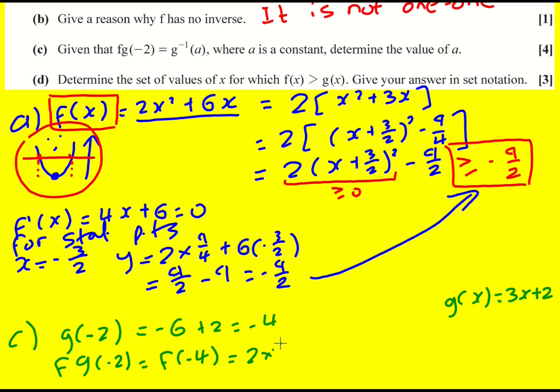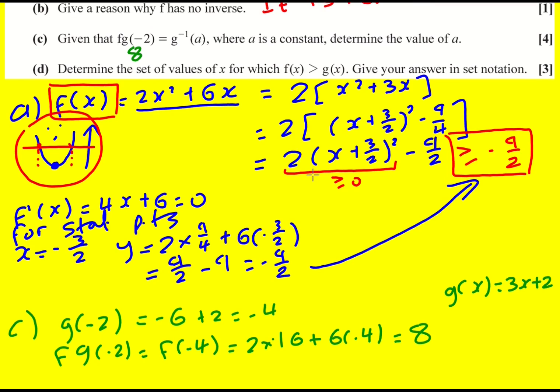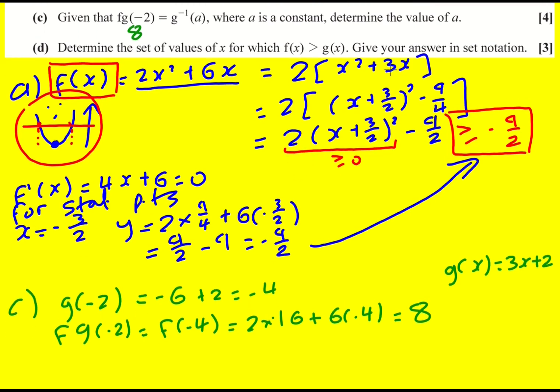So it's 2 times 16 plus 6 times minus 4. It's going to be 32 minus 24, which is going to give 8. So if that is the left-hand side, it's going to be 8. Okay, now we're going to need to work out the inverse function for g.